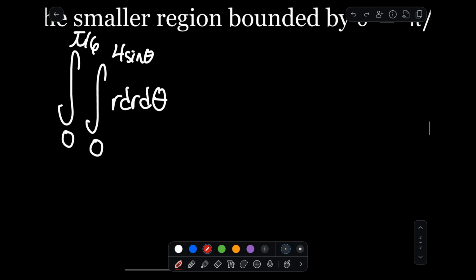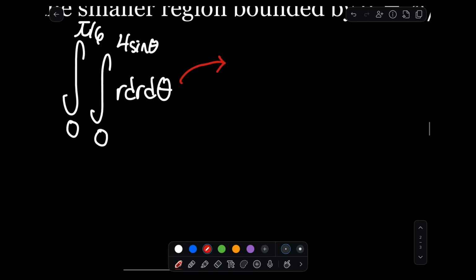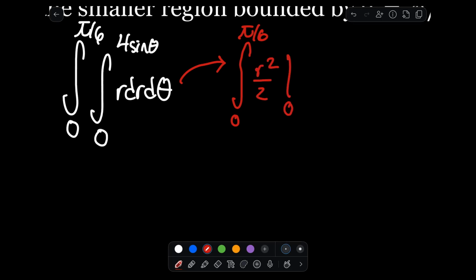I'm always going to go back to the red because I think it's easier just to tell when I'm integrating and when I'm not. So then we have this right here. We're going to have 0 to pi over 6, and I see an r dr. That's the first thing, so we have to look from inside and outside. It's like an onion, right? So then we're going to do r squared over 2, evaluated from 0 to 4 sine theta. And then the d theta comes out at the end, right?